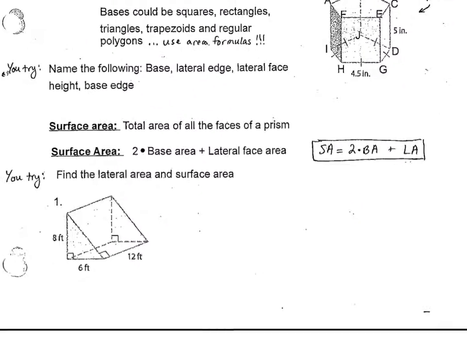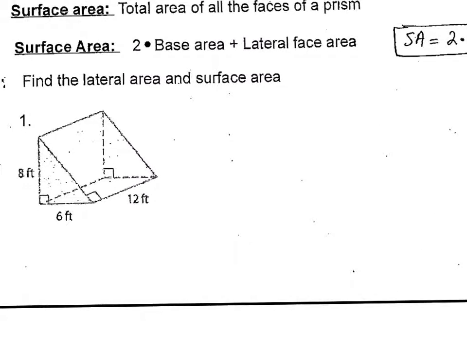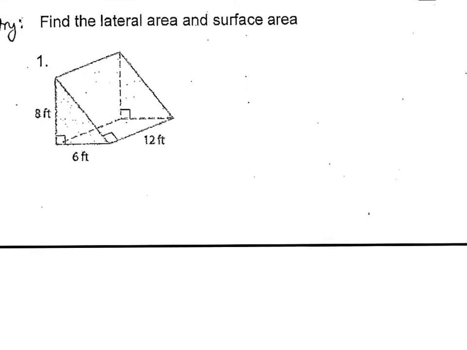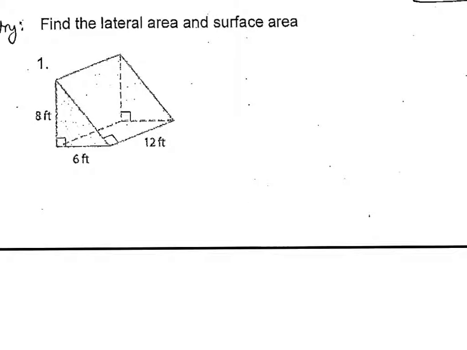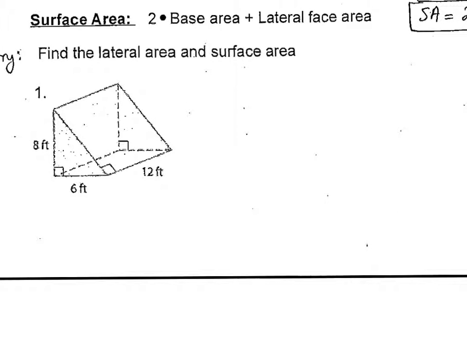Let's go ahead and look at an example. We'll start with a triangular prism down here. I think the rectangular prisms are the easiest, so we're going to skip that for right now. Find the lateral area and surface area of this triangular prism. So we do have some formulas for this.